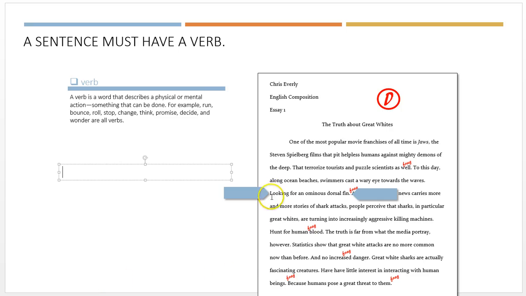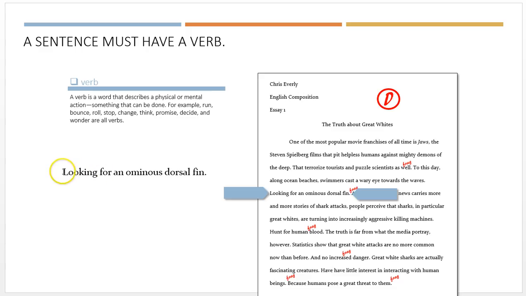Here's an example of a fragment from our paper, looking for an ominous dorsal fin. And right now we're looking for a verb. And the word that immediately stands out is looking, because that is people look, and look is an action. However, in this case, looking ends with ing, and ing words don't function as verbs in sentences. They need a helper, like are looking or am looking.